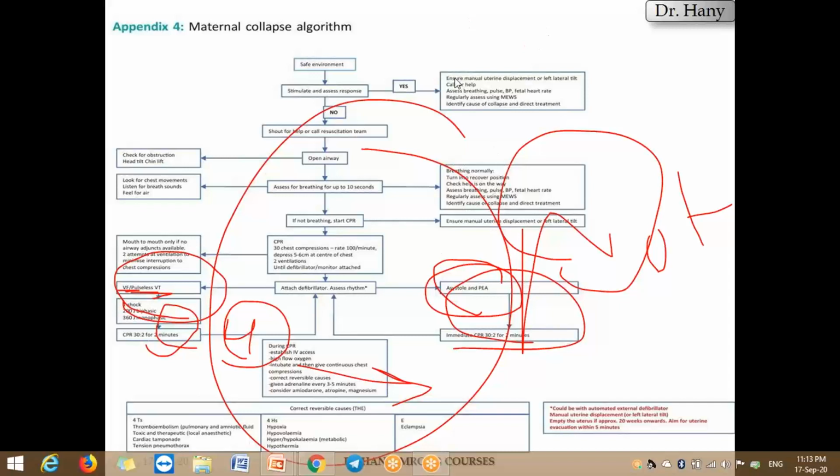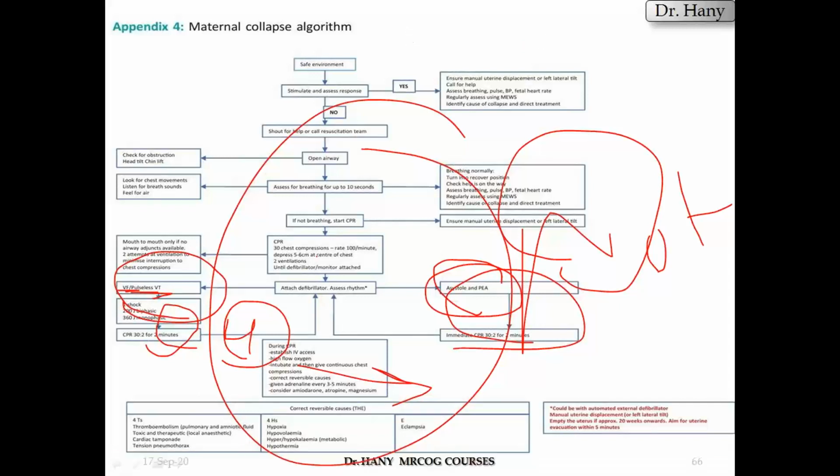A very important flow chart for the exam. After that, correct the causes, such as hypoglycemia, and again they forget about the causes of collapse or the causes of shock, and they forget about the hypoglycemia. Okay, clear?